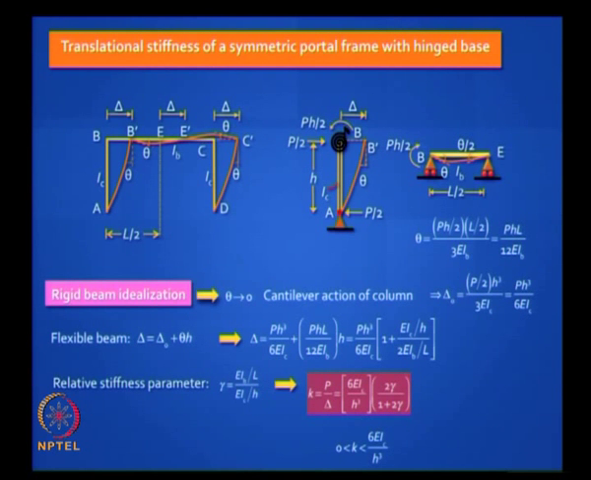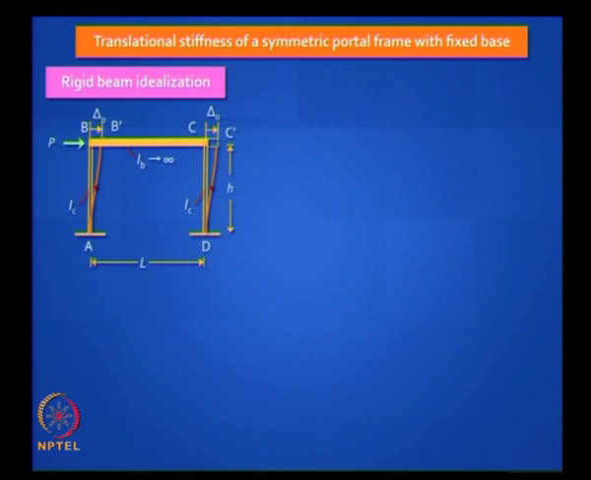Let us take the same portal frame and fix it at the bottom, okay. This is now statically indeterminate. Earlier it was hinged at the base. Now let us begin with the rigid beam idealization. This building is sometimes referred to as a shear building, okay. It's a shear mode of movement. Now you see how it's going to behave.